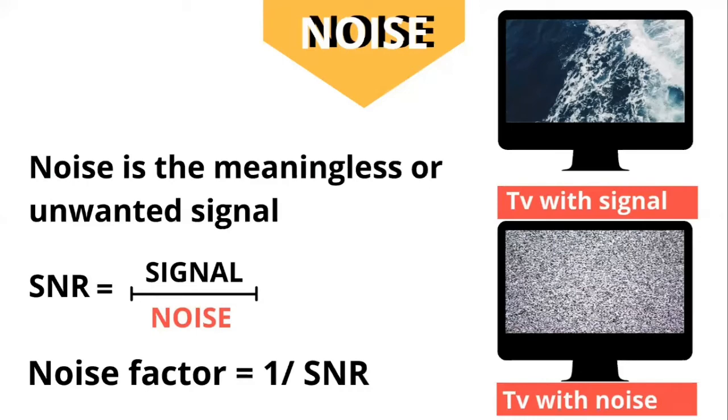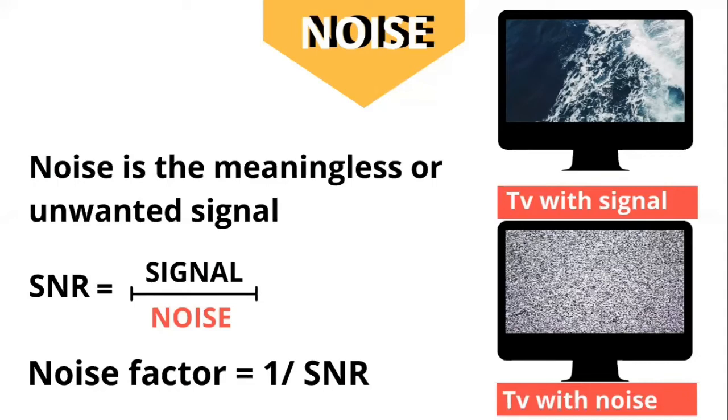To understand the noise in the system, we use a term called signal to noise ratio. SNR stands for signal to noise ratio, right? You can understand from that formula: SNR is equal to signal by noise. So how much signal can be obtained in spite of noise? That will give you the presence of noise in a given signal.